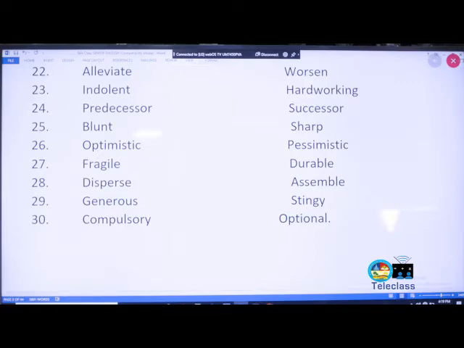Then the last one under antonyms is compulsory. Compulsory means something that is mandatory, something you are forced to do. Then the opposite is optional. Optional means it's not mandatory.